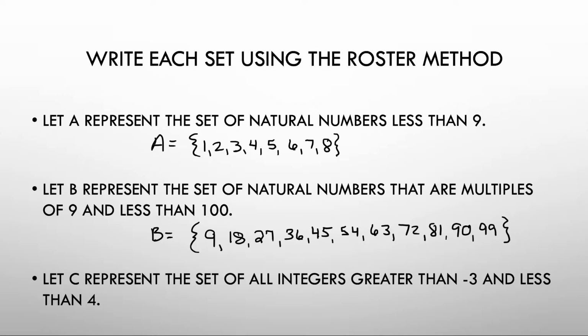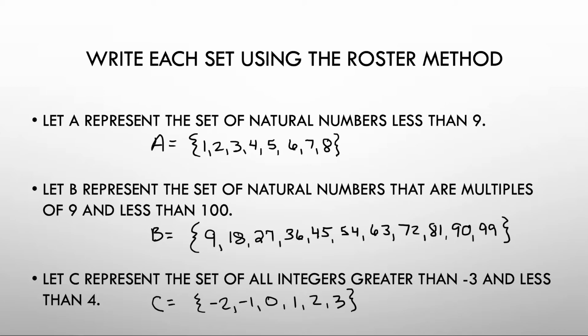All right, C says to represent the set of all integers. Remember, integers are negatives, positives, and 0. Greater than -3 and less than 4. Okay, so let's think about numbers that are greater than -3. That would start with -2, -1, 0, 1, 2, and 3. And we want to stop when we get to 4 because we want to keep our numbers less than 4.